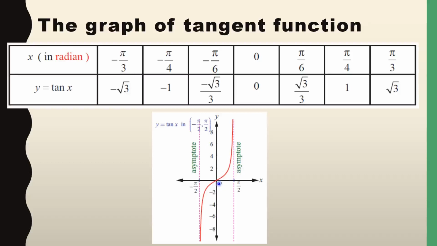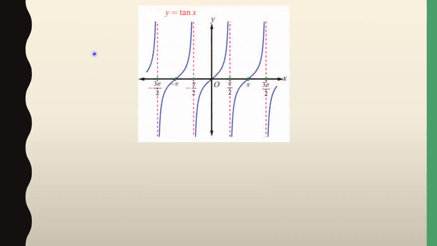At 0 it represents 0. Then for the positive side it increases like this. At pi by 2 it goes to infinity. At minus pi by 2 it goes to minus infinity. So the line which is perpendicular to the x-axis is called the asymptote of this tangent curve. Look at this graph. This is the graph of tangent function at various intervals.